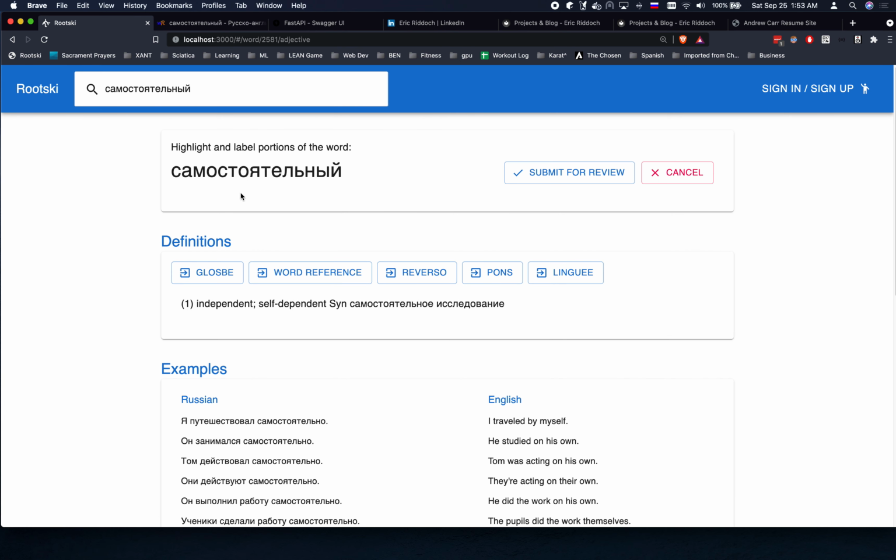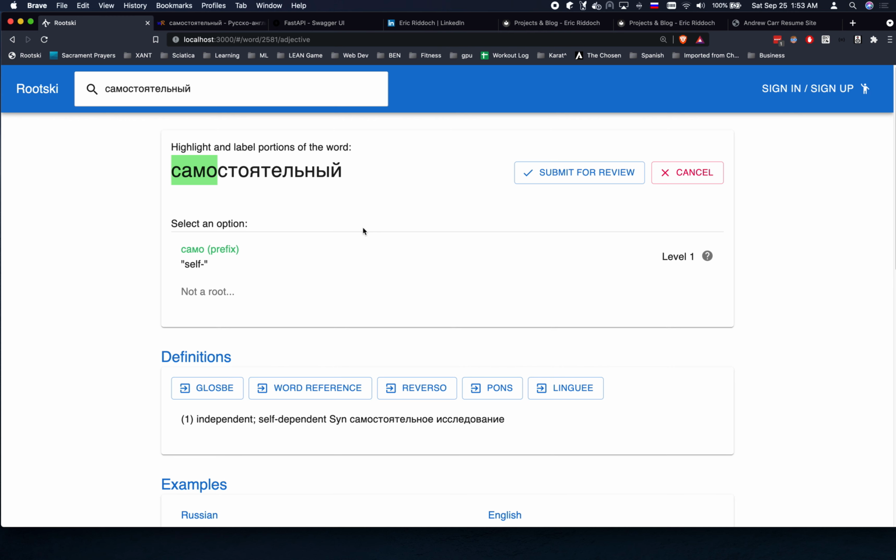So this takes us into the breakdown widget. And I can highlight Sama, which means self. And I get a list of possible roots that it could be. And this says level one. I've categorized all the main roots in Russian by their difficulty level, so it's almost like a frequency rank of roots.